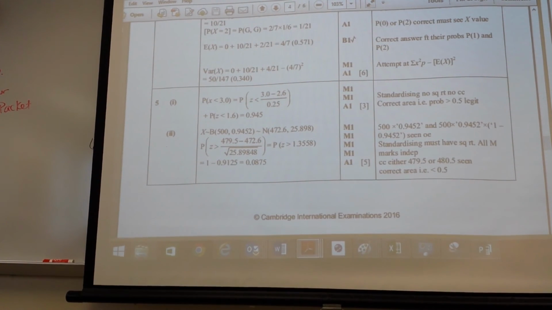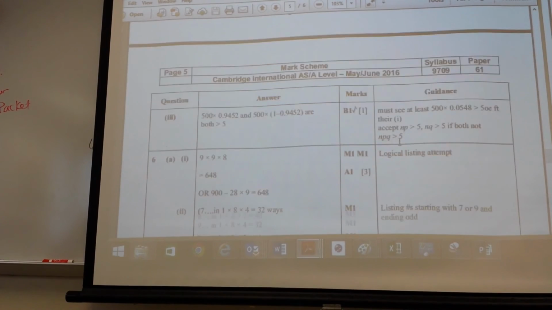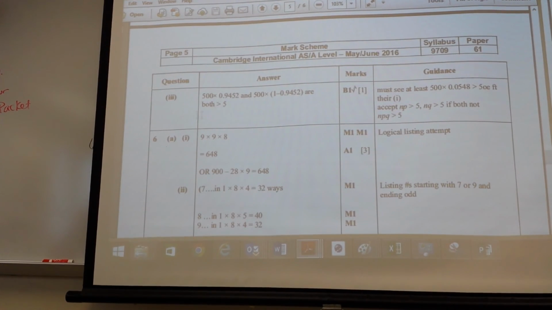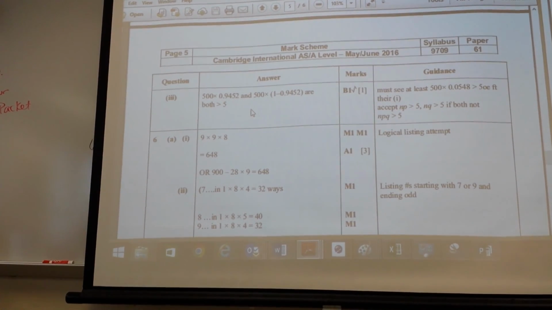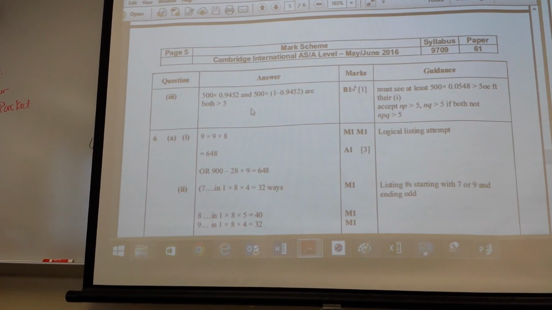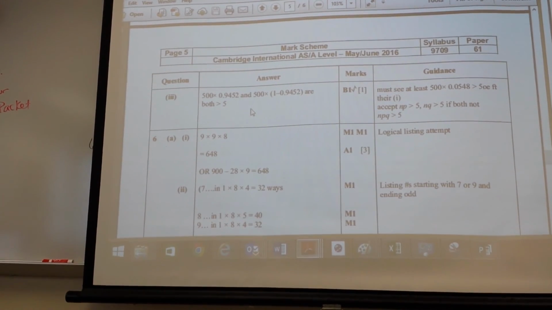Can we do 6A, I, and II? Yeah, the bell's about to ring. And you have to go. So, yes, we'll come back. You want to look at it? Look, is this what you just said? Yes. See? You guys are good.